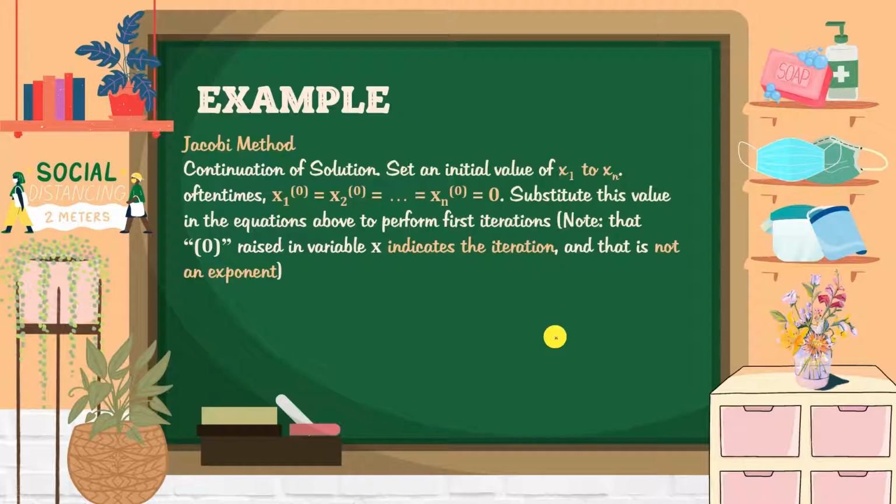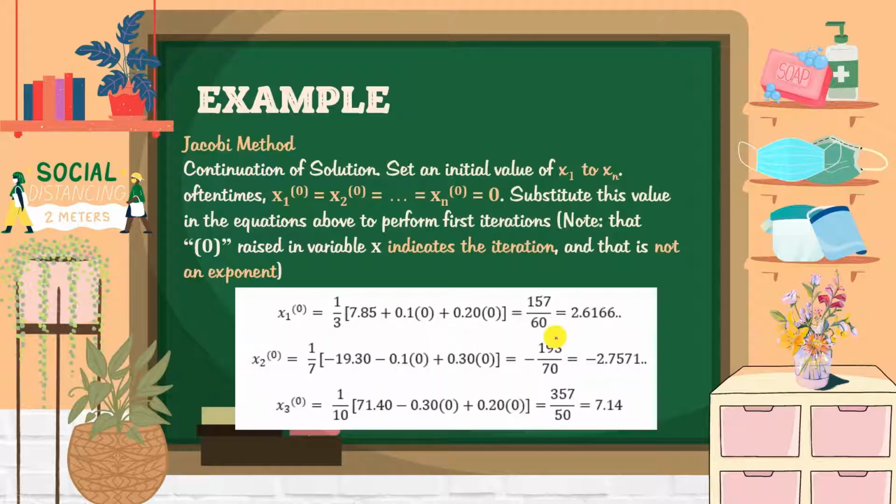So, x sub 1 is 0, x sub 2 is 0, x sub n is 0. Then, substitute this value to the equation above to perform the first iteration. Note that the 0 raised in variable x indicates the iteration, and that is not an exponent. So we will have here the value. So this is the value for our x sub 1, x sub 2, and x sub 3. And this is for our first iteration.